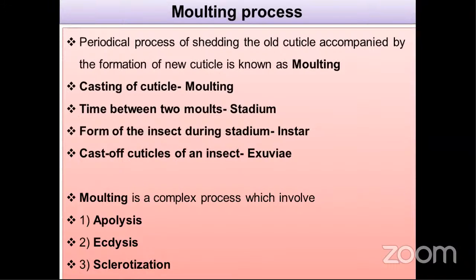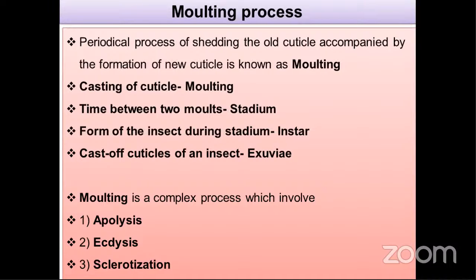But stadium is different. Stadium means the time between two molts, two intermolts, from one instar to the second instar. That time period we call stadium. The form of the insect during stadium we call instar. The form the insect takes after molting, with the help of these cuticles, is called instar. So don't confuse this terminology. Stadium is different, instar is different. Instar means the form of the insect during stadium.